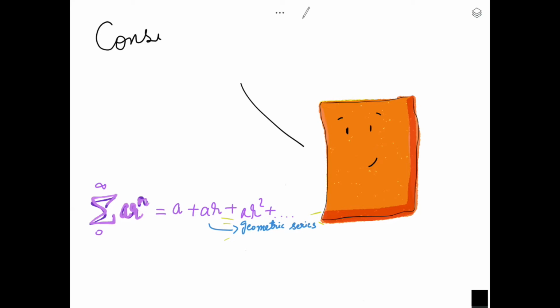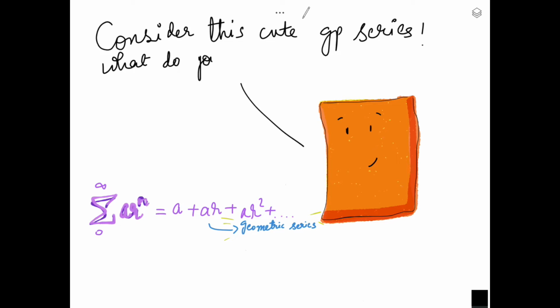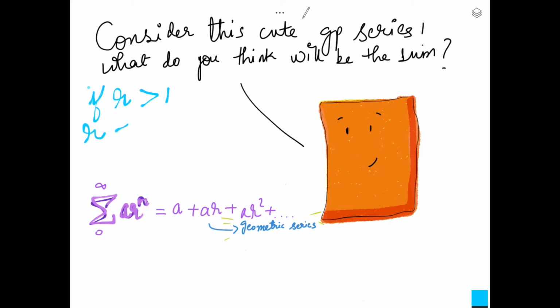So consider this series, which quite fashionably is called the geometric progression series, where you're just multiplying a multiplicative factor r in each term. So the summation is a plus ar plus ar square plus ar cube and so on. So what do you think should be the sum of this?